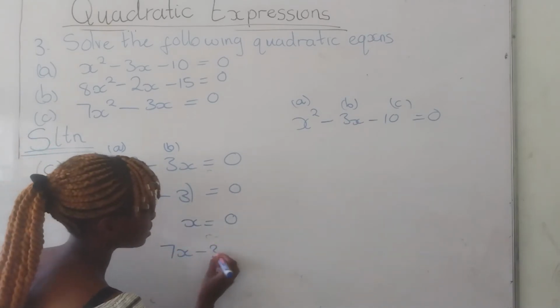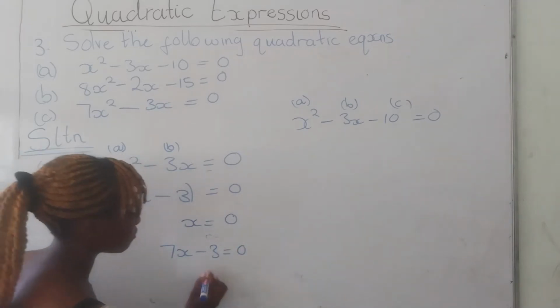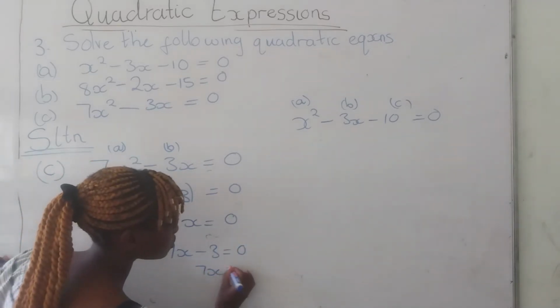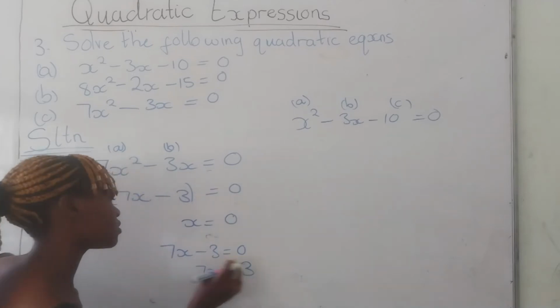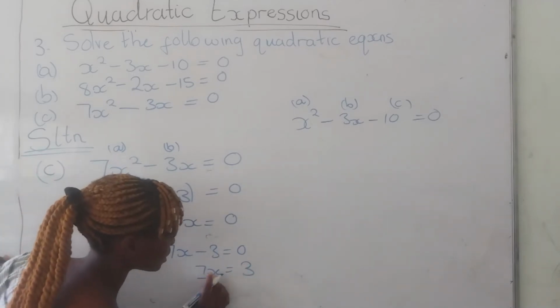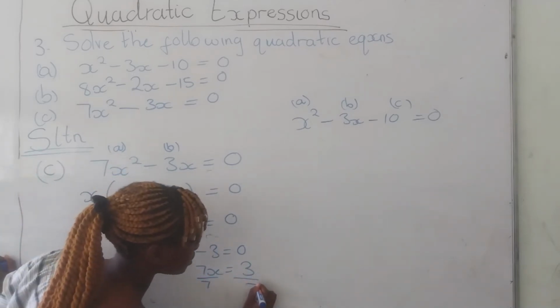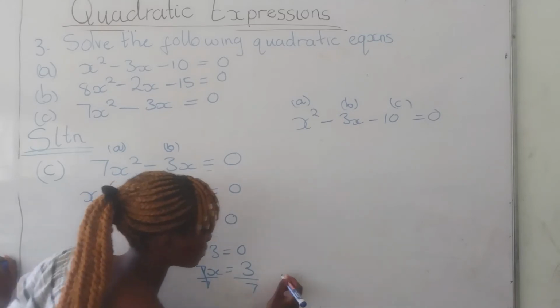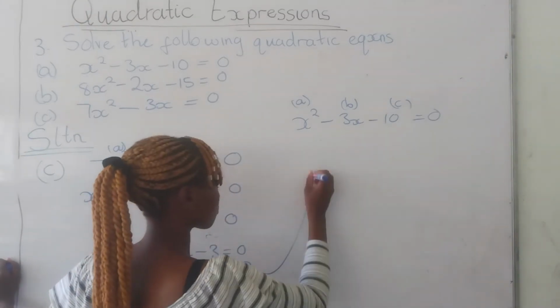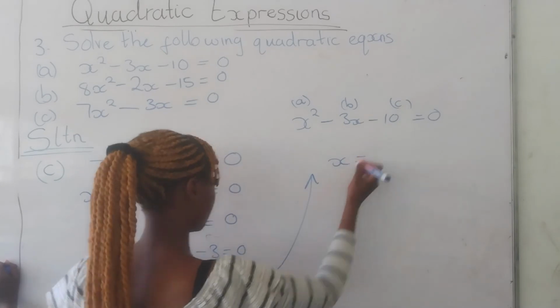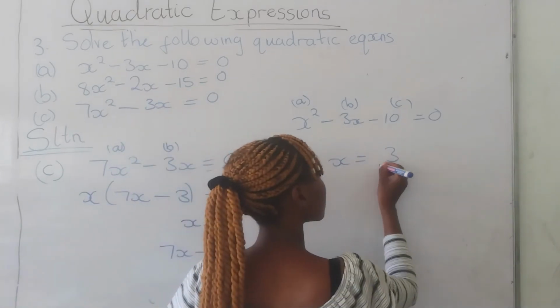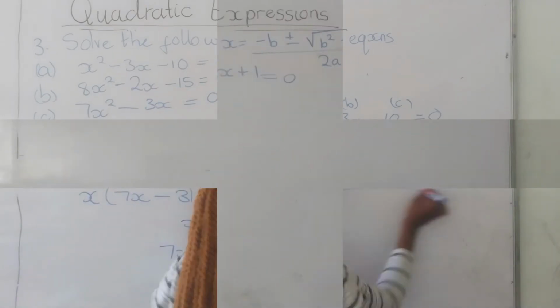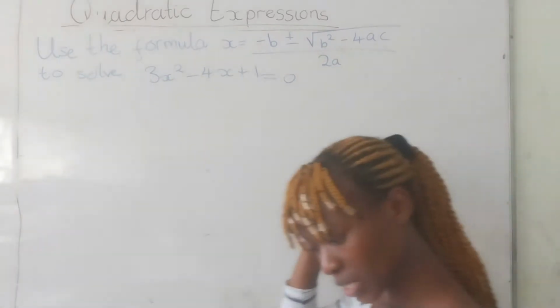7x minus 3 is equal to 0. We simplify this part, 7x is equal to 3. Positive 3, we change the sign. We divide to obtain x. Divide. Now x is equal to 3 over 7. Okay, so this is another form of a quadratic equation.